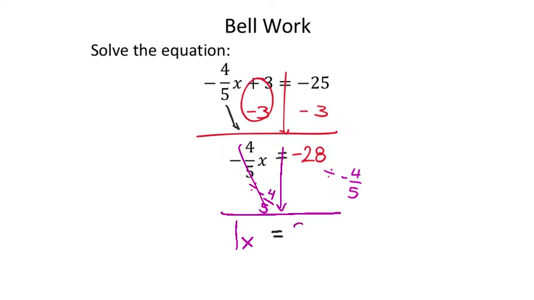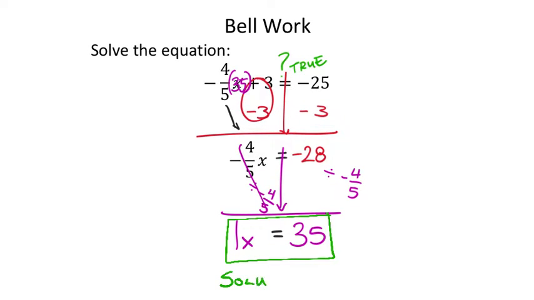But when I put this in the calculator, I get 35. Then I can go back up to the original equation. I take the x, I replace it with 35, and then I check for truthfulness. So in the calculator, I type in negative 4/5, I'm putting in parentheses again because I'm working with a fraction, times 35 plus 3, and I do get negative 25. This ends up being a true statement when we replace the x with 35. So now I know x equals 35 is actually the solution.